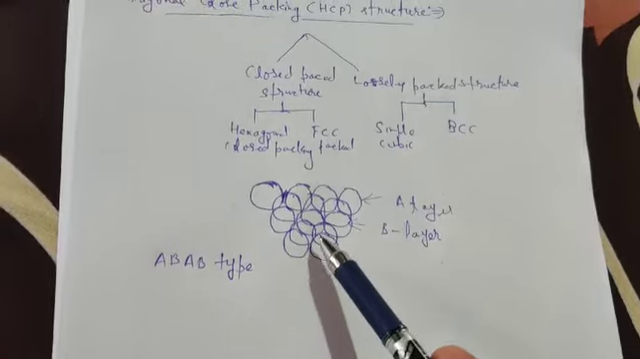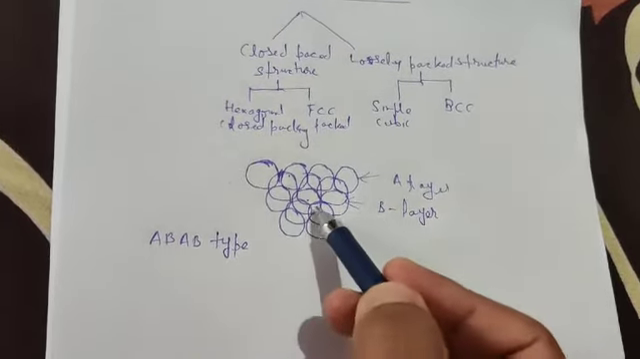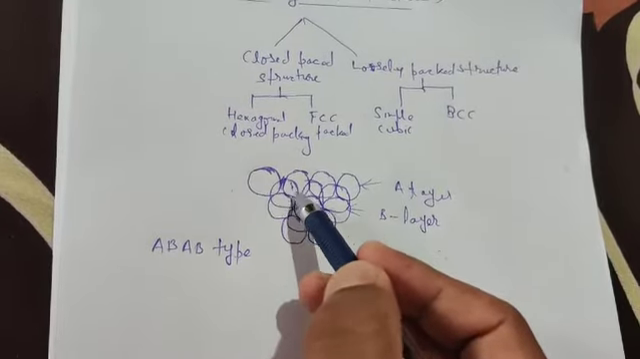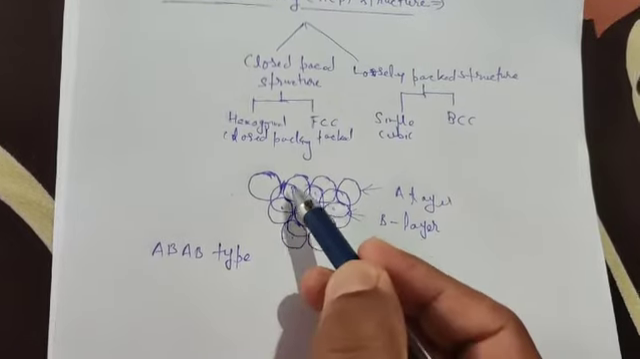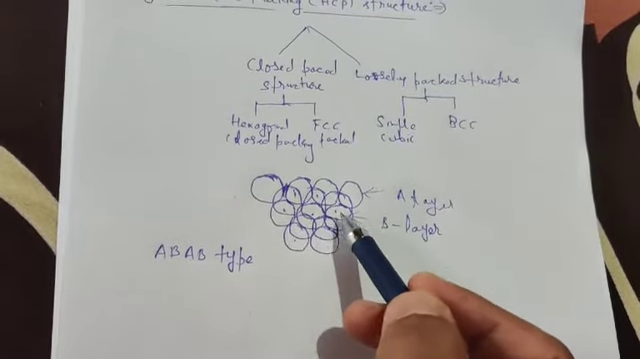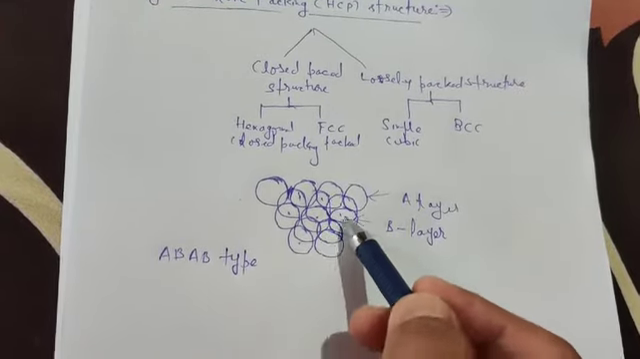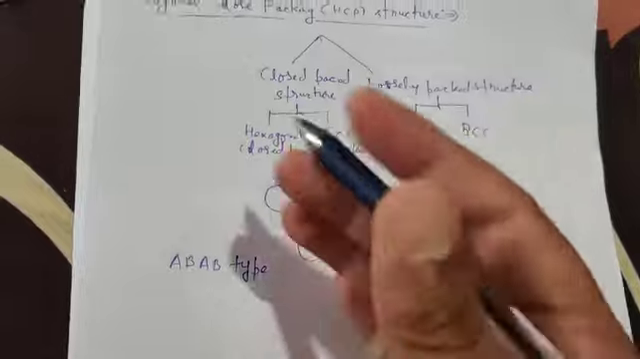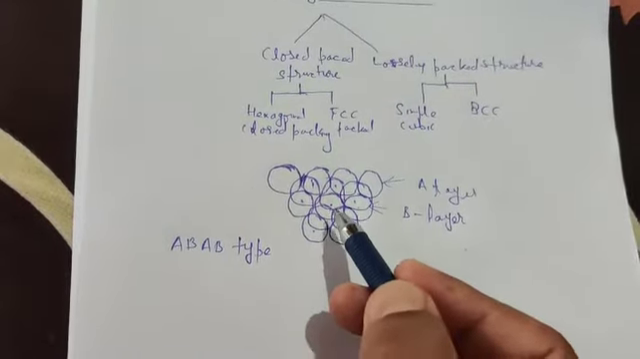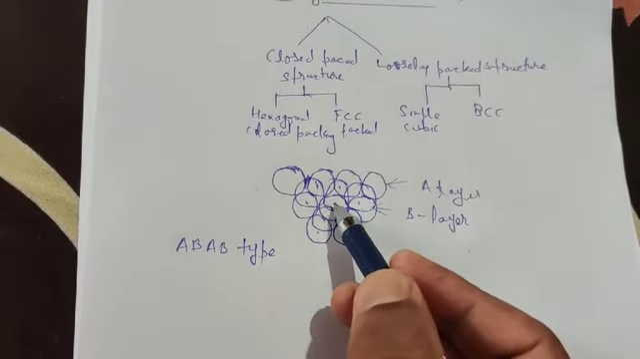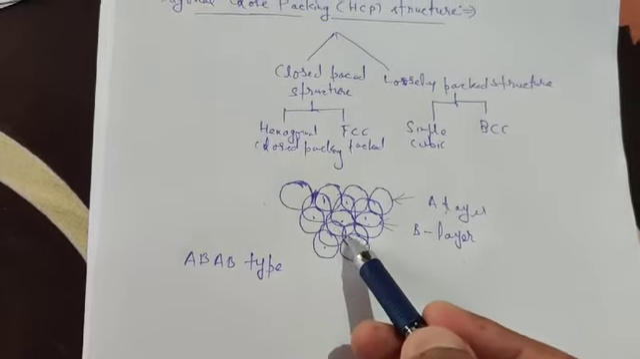So if you consider this is the central atom, the adjacent atoms will be this atom, this atom, this atom, this atom, this atom, and this atom in the A sphere. So these are 1, 2, 3, 4, 5, 6 for this central atom. So these are 6 contacts in this plane, in the A layer. For the B layer, this is in the contact and these two are also in the contact.